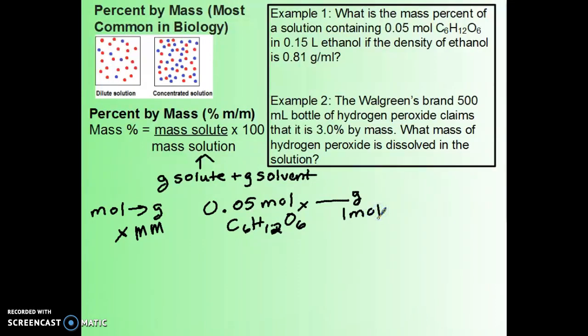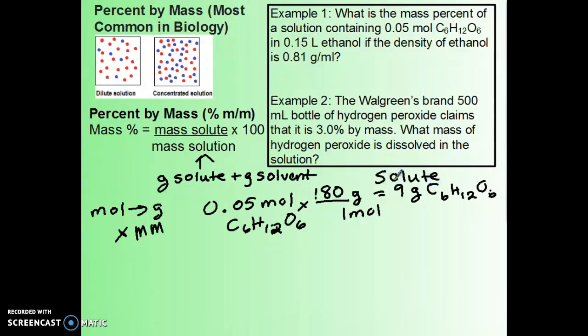Okay, so in 1 mole of glucose, if you add up all these grams from the periodic table, 6 carbons, 12 hydrogens, 6 oxygens, you get 180 grams. That's the amount of grams there are in 1 mole of glucose. So take 0.05 and multiply it by 180. And you would get 9 grams of C6H12O6. Okay. Then we need the mass of our solvent. So this was our solute.